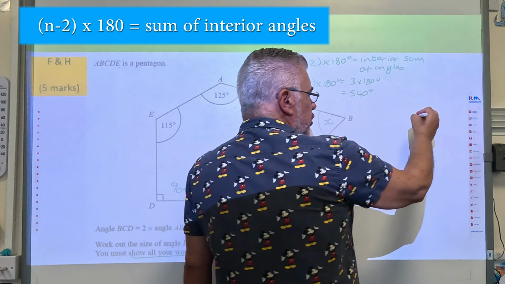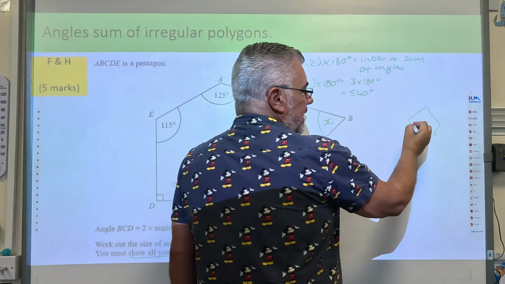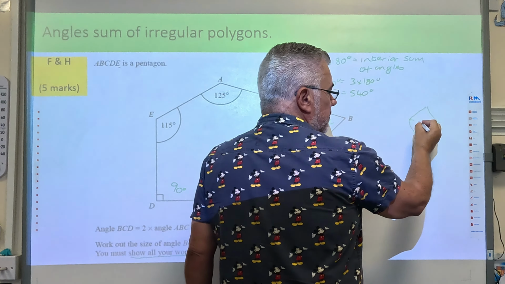If you were ever unsure, draw yourself a quick pentagon and split it into triangles going from the same point. I'll choose this point. I've got 3 triangles there. These 3 triangles have angles that sum to 180. Therefore, 3 times 180 will give me the sum of all these angles, which is the same for any pentagon. These angles must sum to 540.